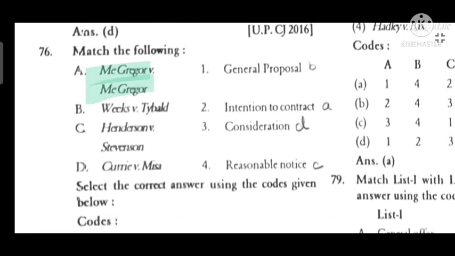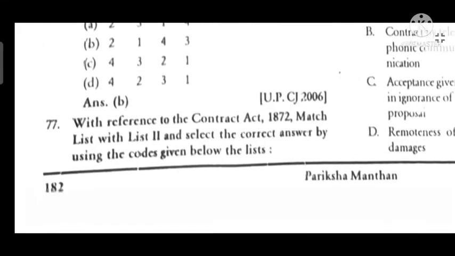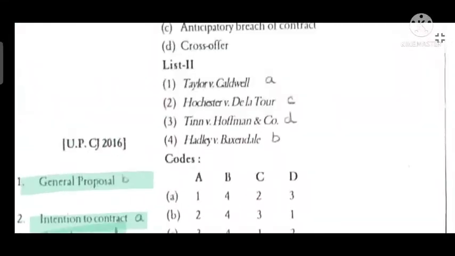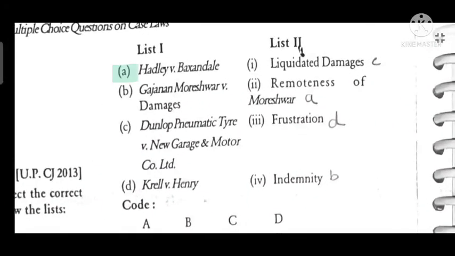M.G. George versus M.G. George. Intention to contract: Weeks versus Tybald. General proposal. Henderson versus Stevenson, ticket notice. Currie versus Misa, consideration. Hadley versus Baxendale, remoteness of damage.